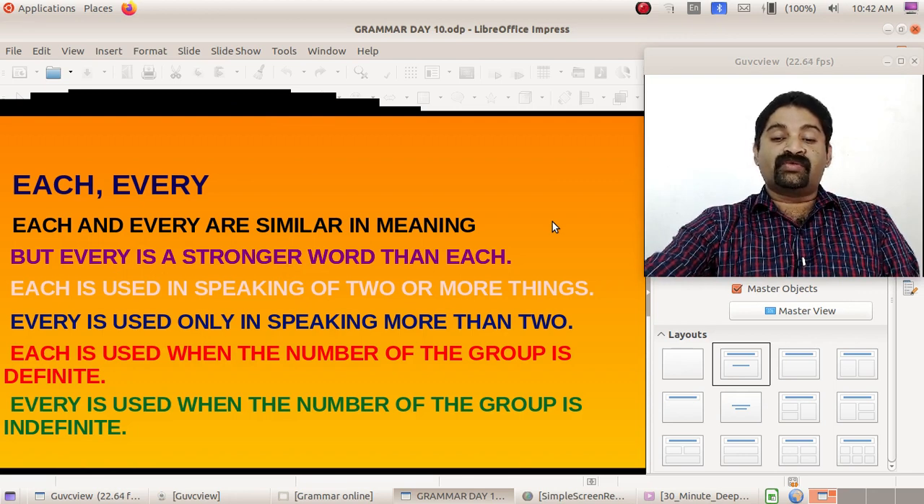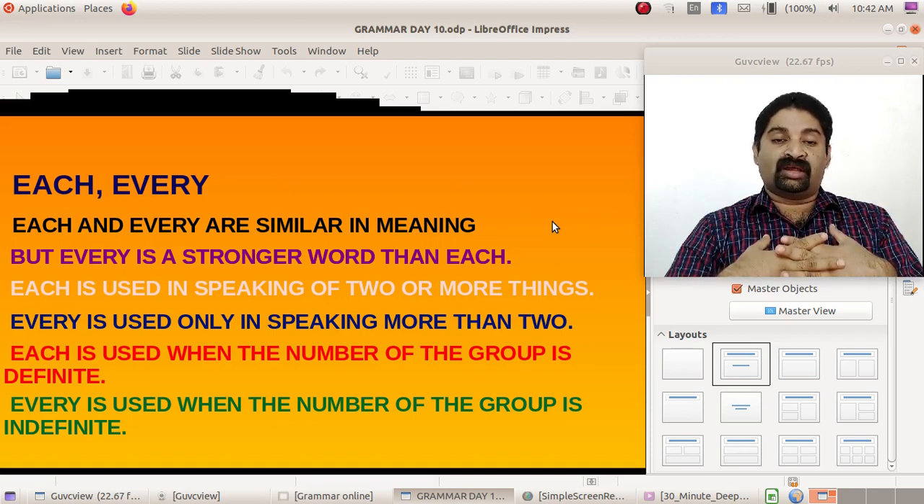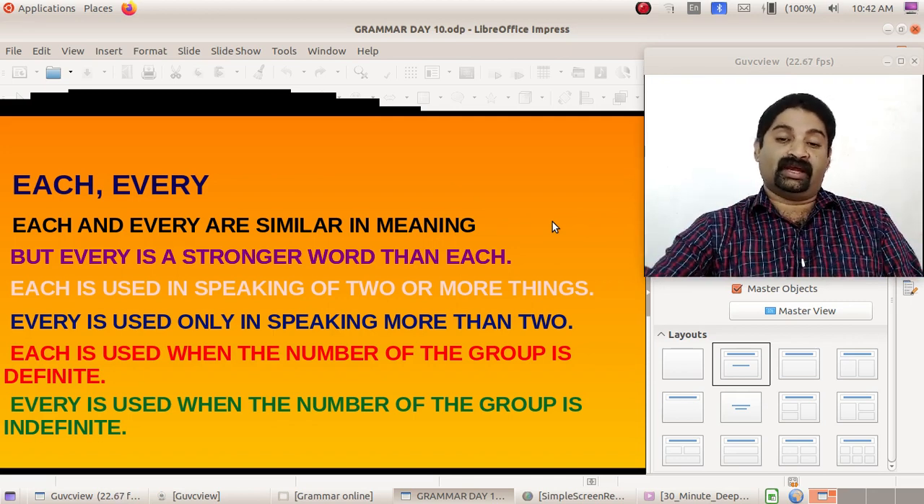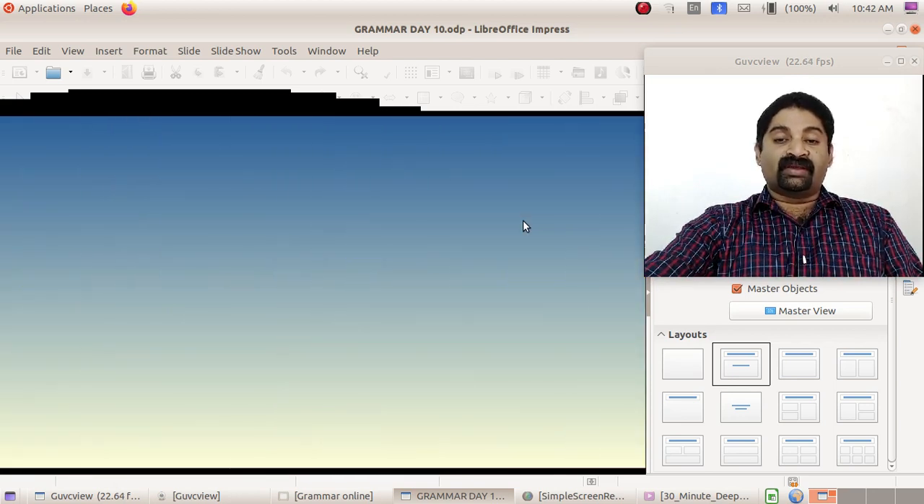Every is used when the number of the group is indefinite. What do you mean, indefinite? We don't know the exact number. When you say every person, how many should it be? We don't have any idea. Whoever it is, complete. You see some examples, it will be clear.